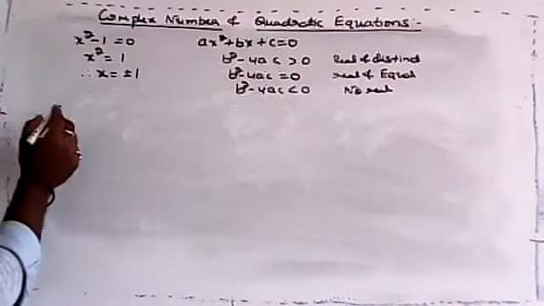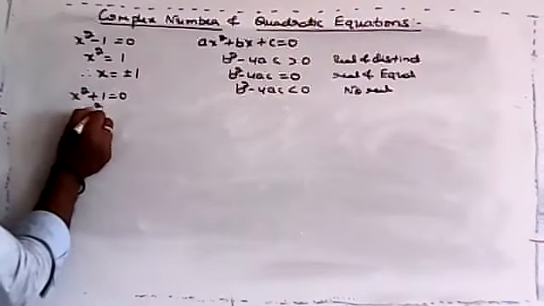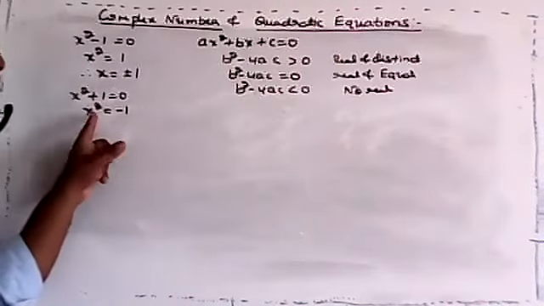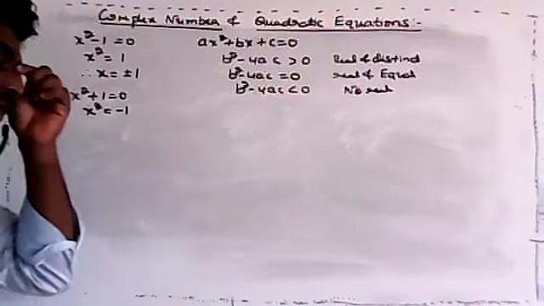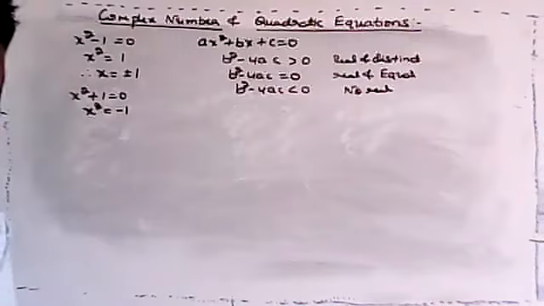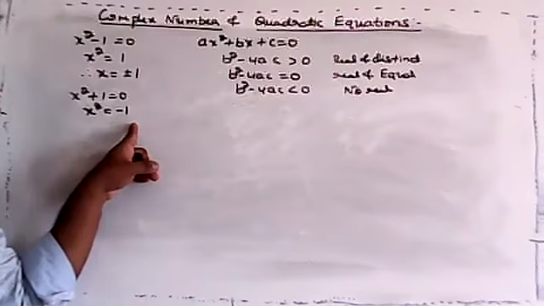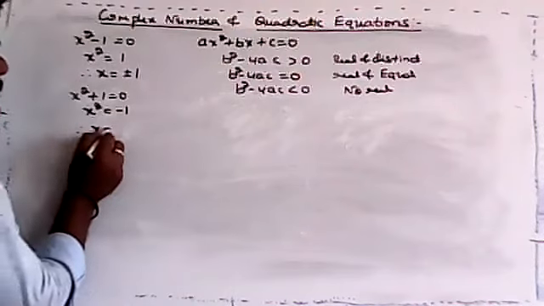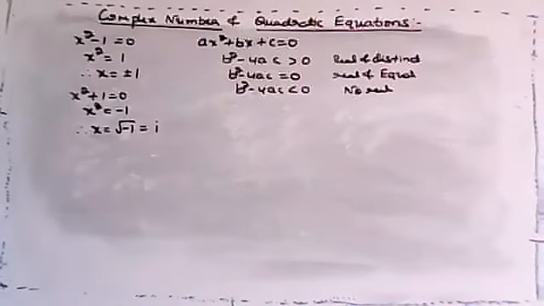In the same way, I take x square plus 1. Then x square is equal to minus 1. We know that the square of a real number is always positive, correct? But here the square of the number is given as negative, minus 1. Therefore, x equal to root of minus 1. This one we take as i, meaning an imaginary number. Clear?